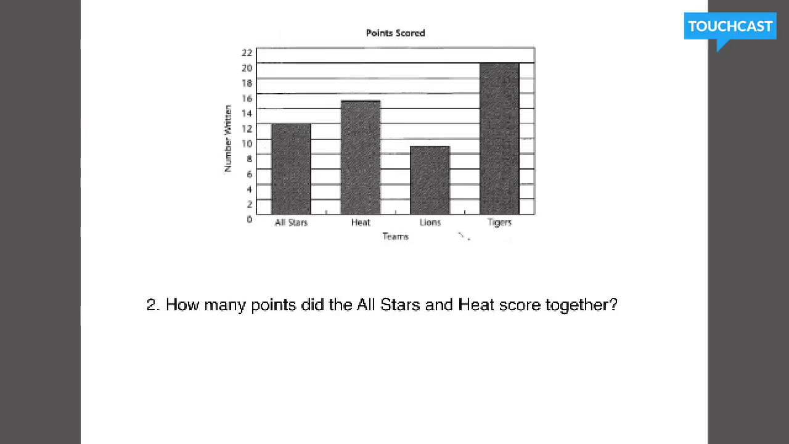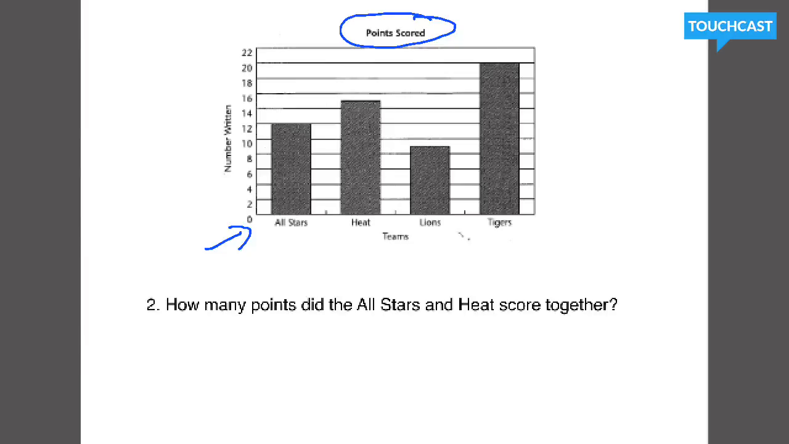Alright, let's take a look at number 2. Number 2, let's circle our title. It's Points Scored, and we can take a look at our scale. Our scale is counted by 2s: 2, 4, 6, 8, 10, 12, 14, 16, 18, 20, 22. Let's go ahead and pause and label our bars. Good luck.